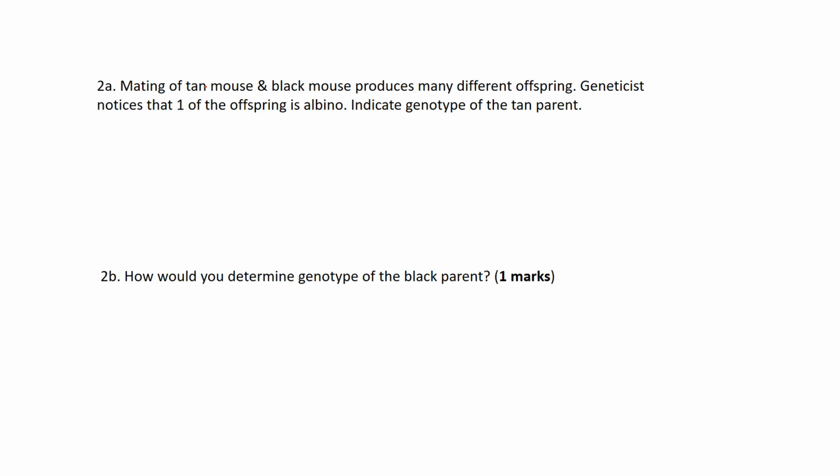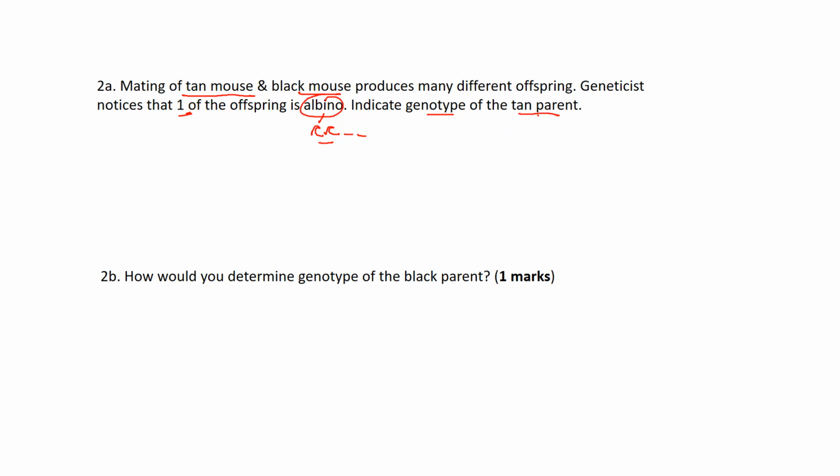So it says mating a tan mouse and a black mouse produces many different offspring. Geneticists notice that one of the offspring is albino. So if it's albino, we know that offspring has little c's. We don't know what the other one is, but we know they must have little c recessive alleles, saying that there's no pigment going to be produced. The question for 2A is indicate the genotype of the tan parent.